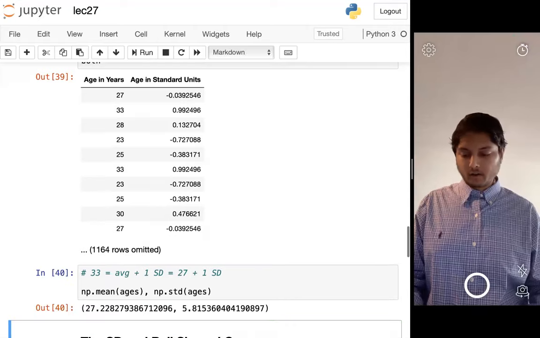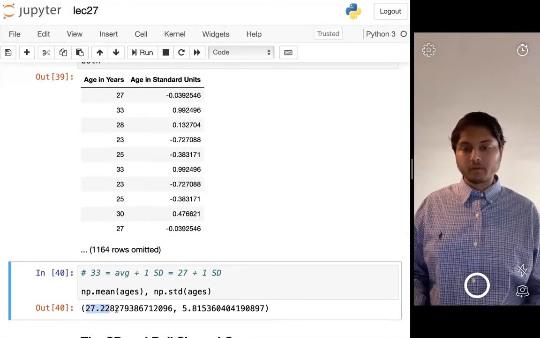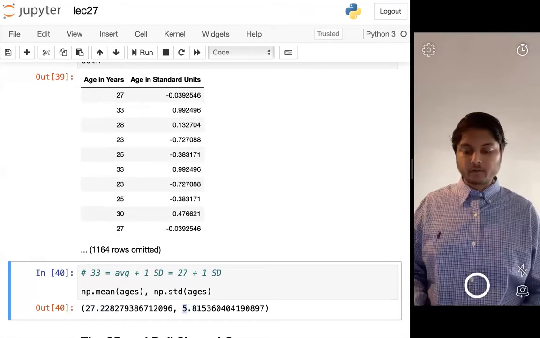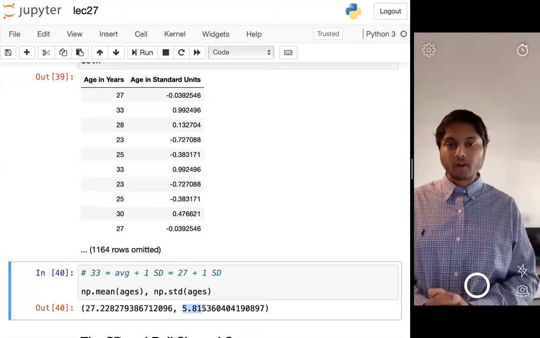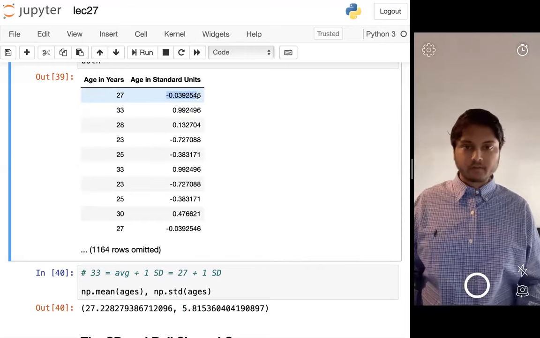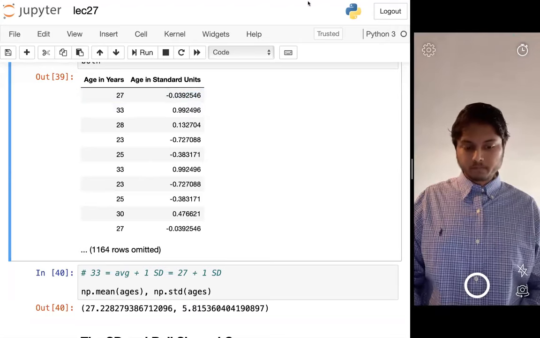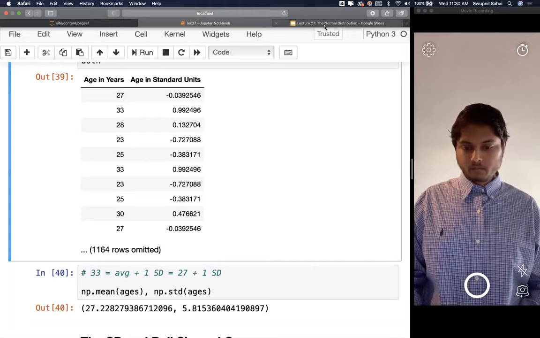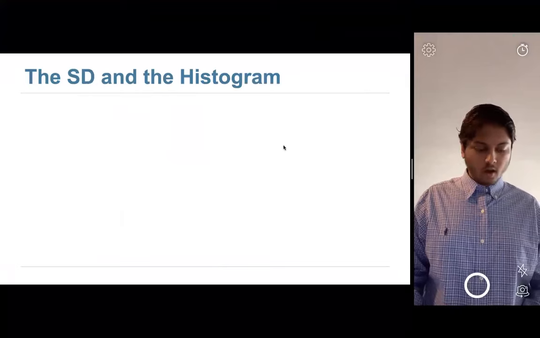And so let's look at the actual values. The actual average is 27.23. The actual standard deviation was 5.81. So pretty close to what you guys guessed. It's not going to be exact because the average wasn't exactly 0 in standard units, but it was close enough to 0. And so that gave you a way to guess what it is. Cool. So that's standard units.